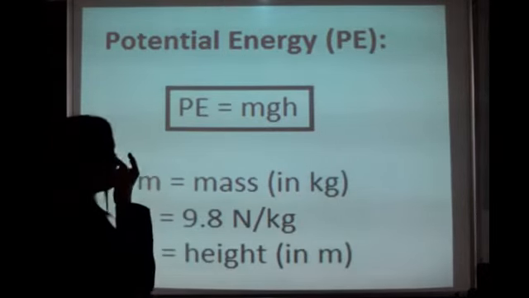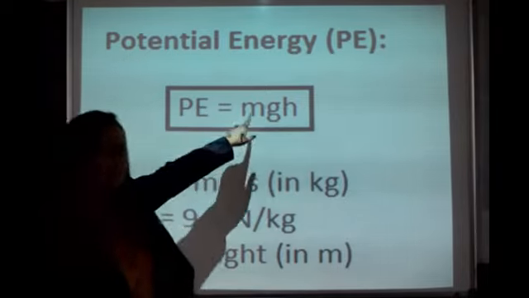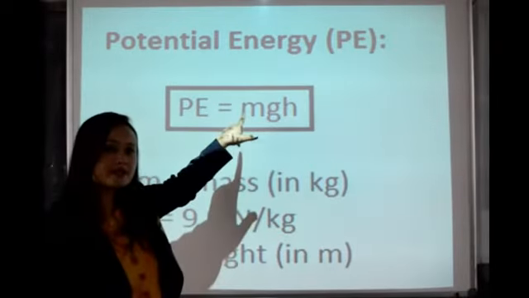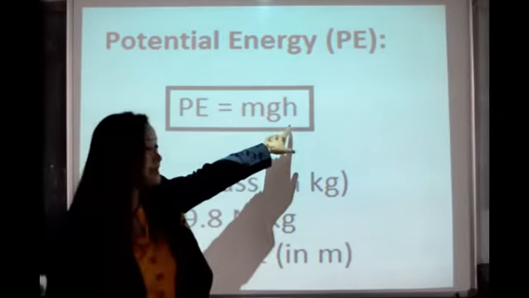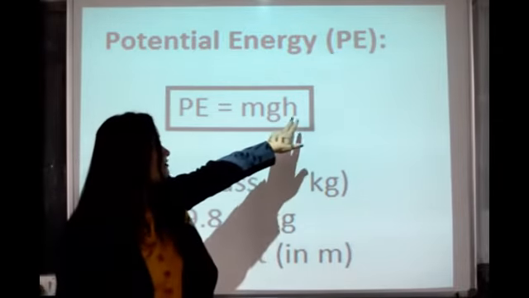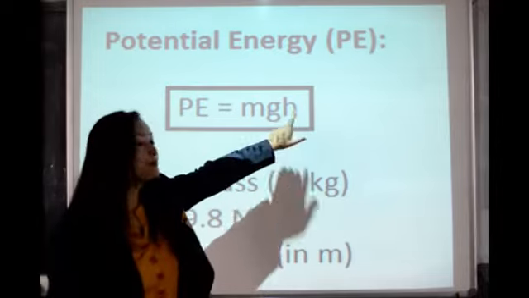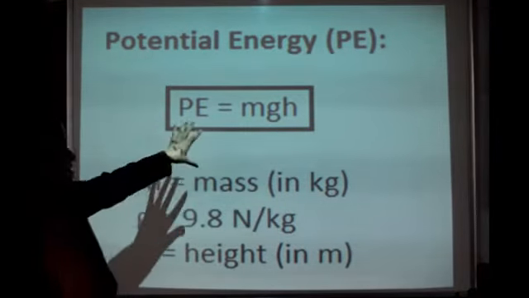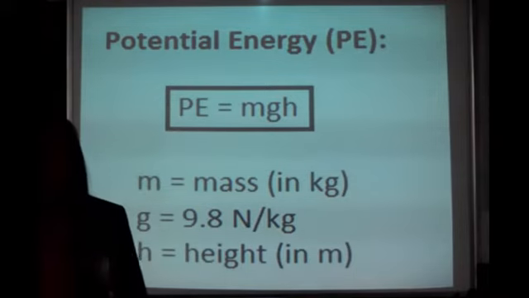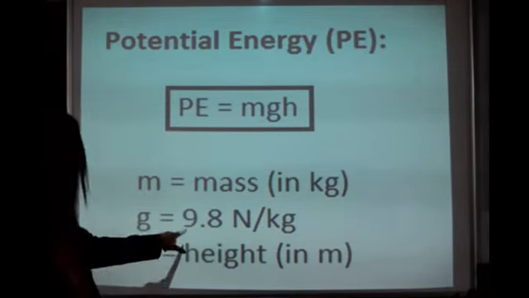The expression for potential energy is mgh. m stands for mass, g stands for acceleration due to gravity, and h stands for height. And this is very important. This factor plays a very important role in changing the value of potential energy. And the value of g is fixed, that's 9.8.